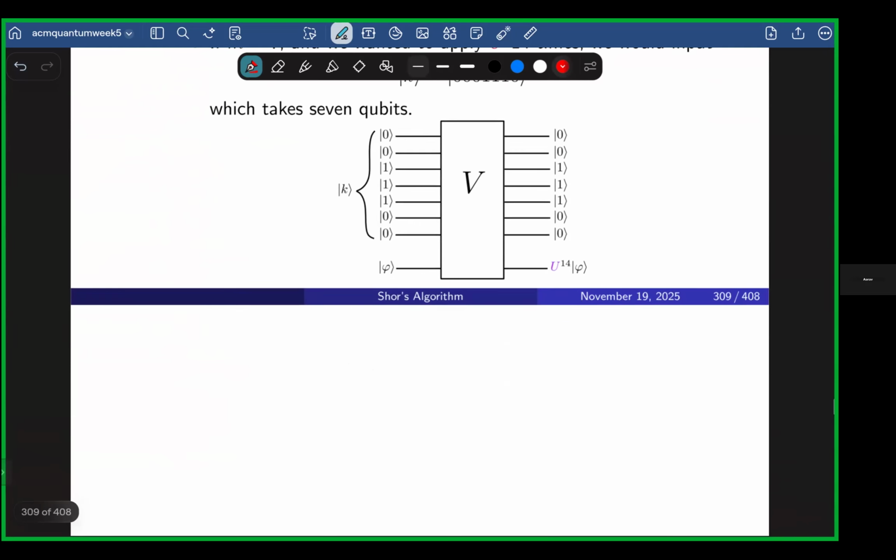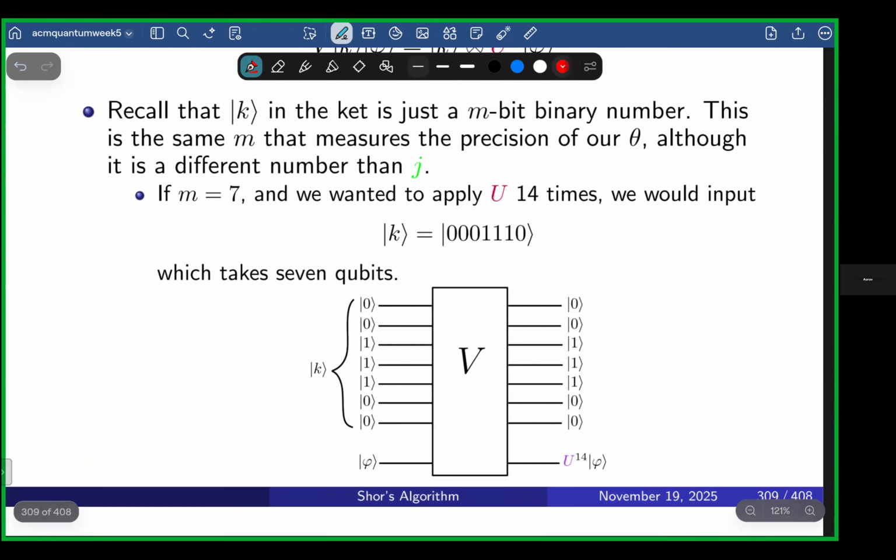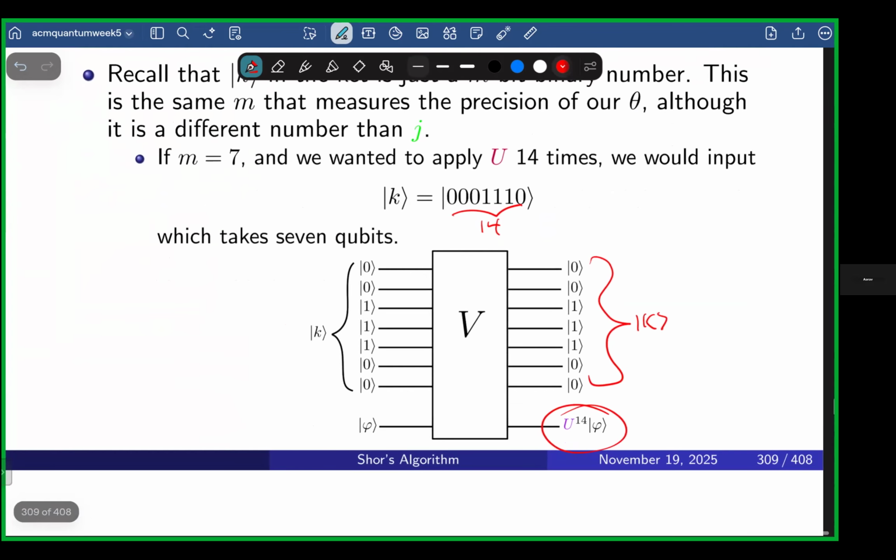Okay, here. So let's say k is 14. So this is 14 in binary. We input 14, that takes 7 qubits. Well, it doesn't take 7 qubits, but let's just say m is 7. We're measuring theta with m bits of precision. And then at the end, this is still k, unchanged, but this register has changed to having U applied 14 times because this number is 14. Good.